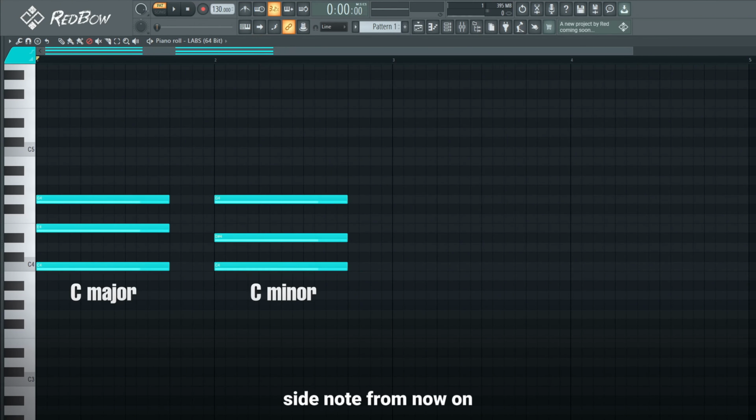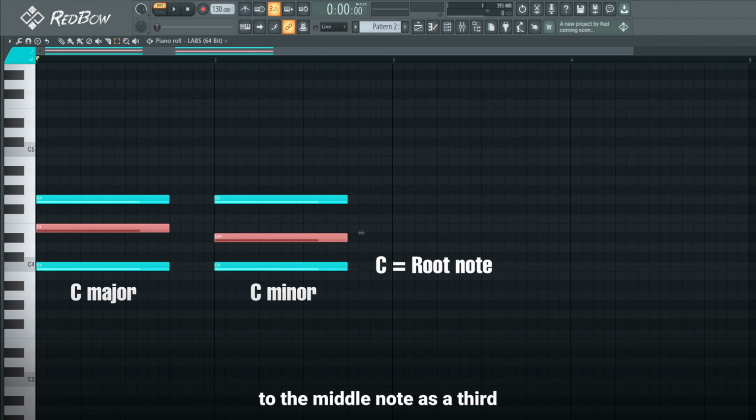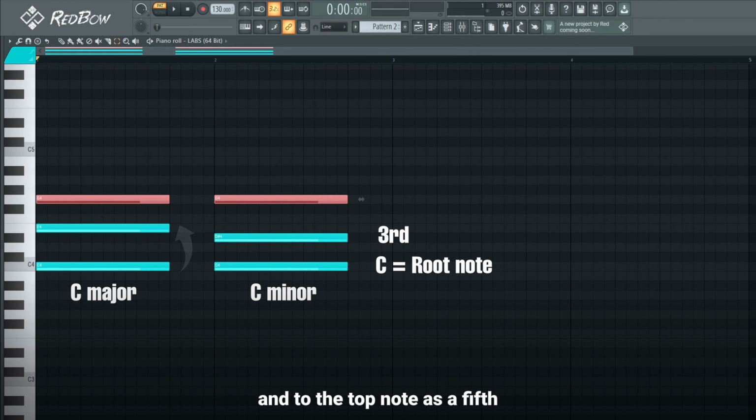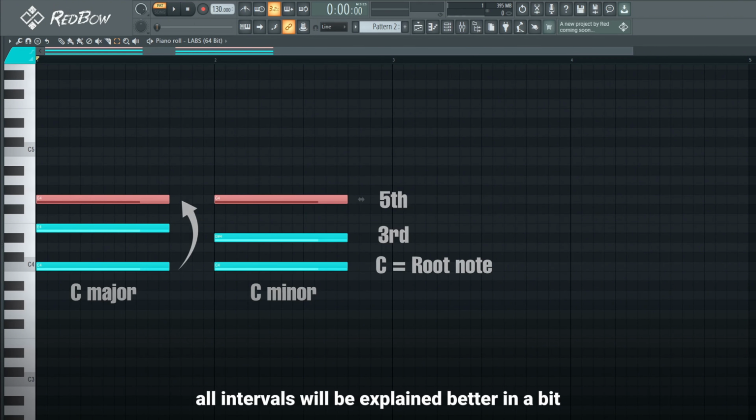same places. Side note, from now on, when it comes to chords, we'll refer to the first note of the chord as root, because it is what the chord is named after. To the middle note as a third, because it is a third interval above the root. And to the top note as a fifth, because the top note is a fifth interval above the root. All intervals will be explained better in a bit.